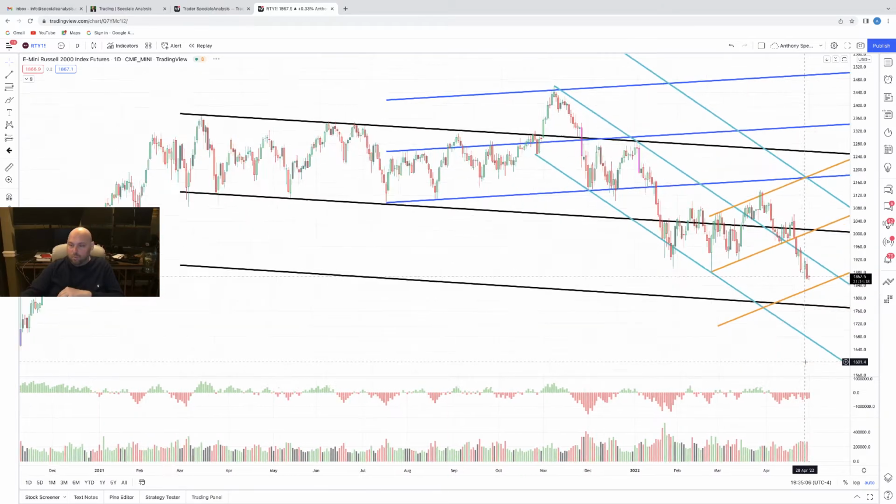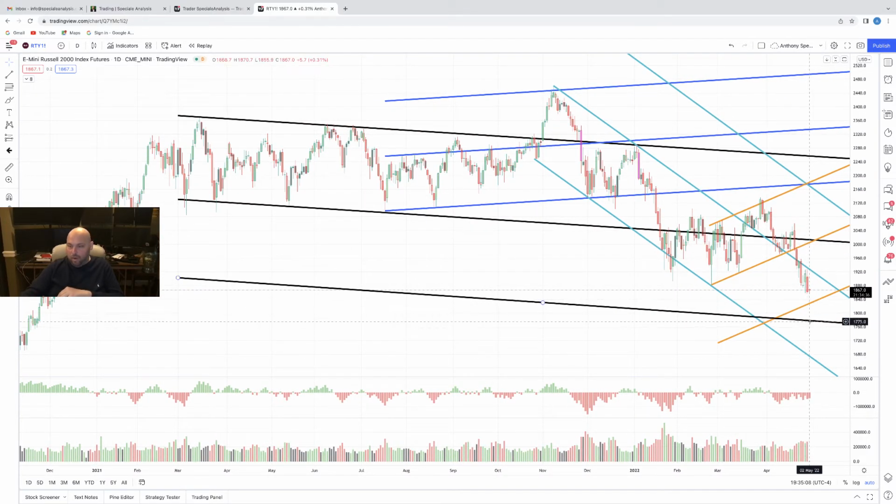We definitely have more support below that. If we break right through that, then below that, 1776-ish roughly is our next support level. And that is descending, meaning as time goes on, it continues to go lower.